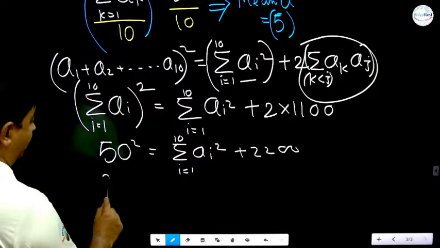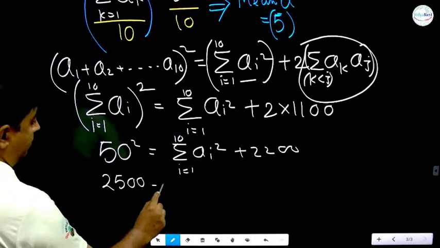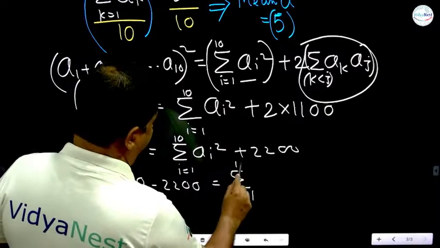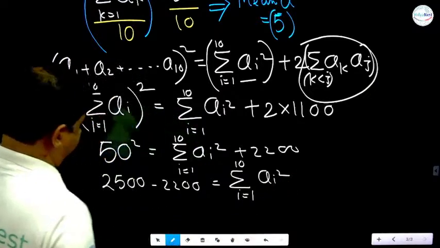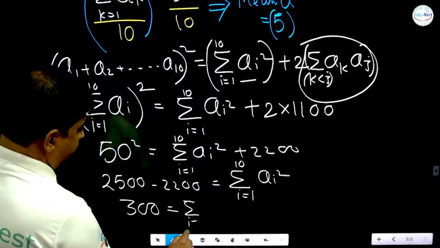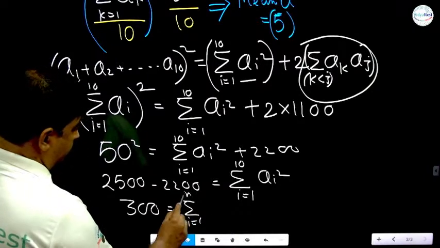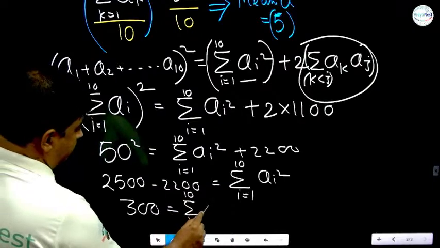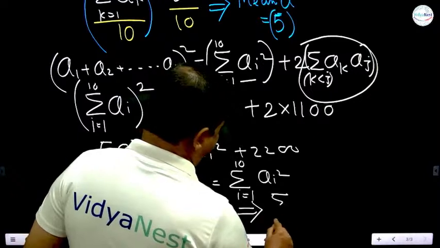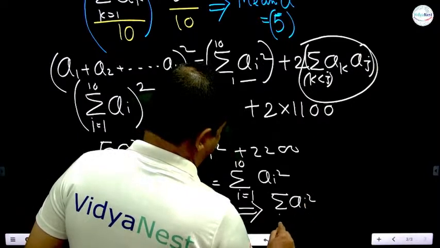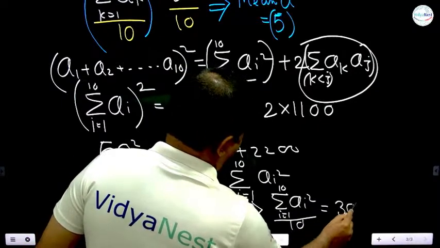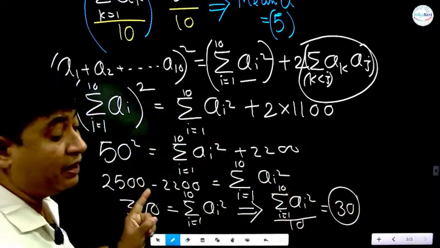What about 50 square? 2500 minus 2200. So i1 to 10 AI square, that will give us 300. Summation 1 to 10, divide both sides by 10. It will be 30. So we are on the verge of conclusion.